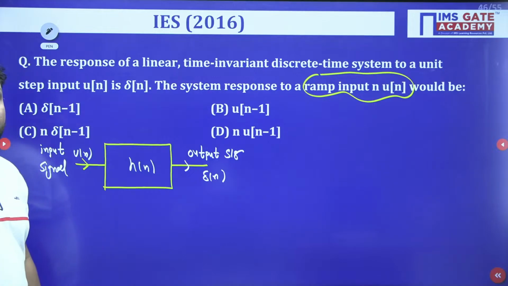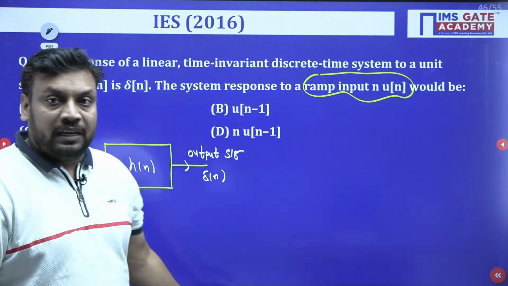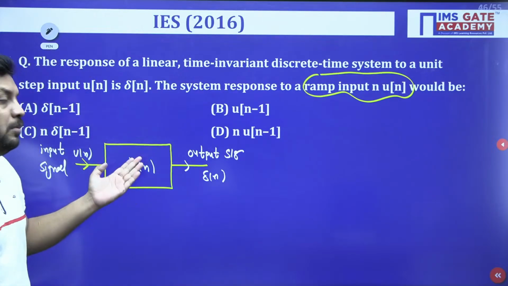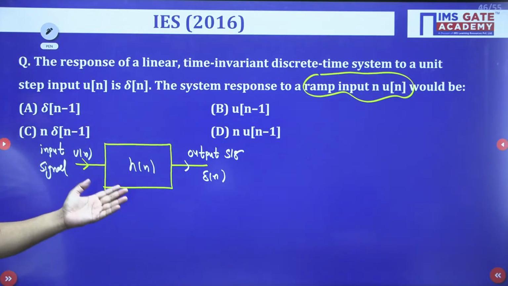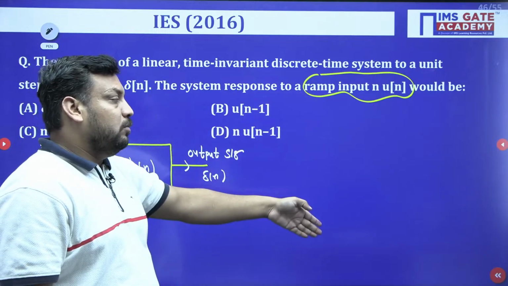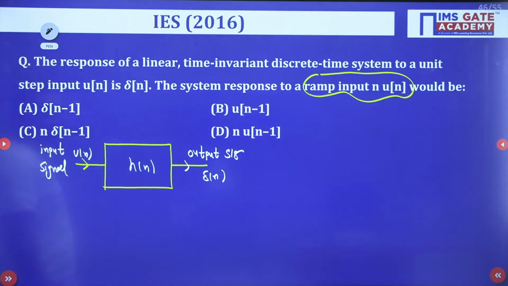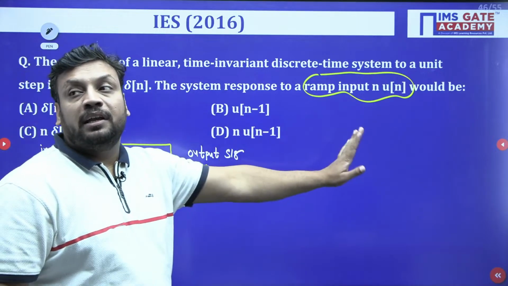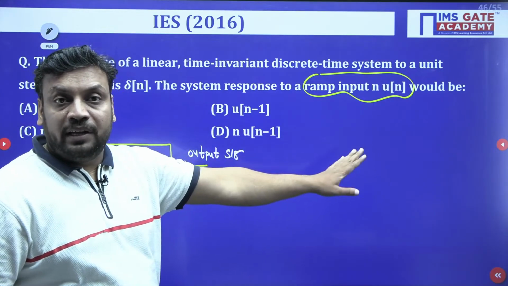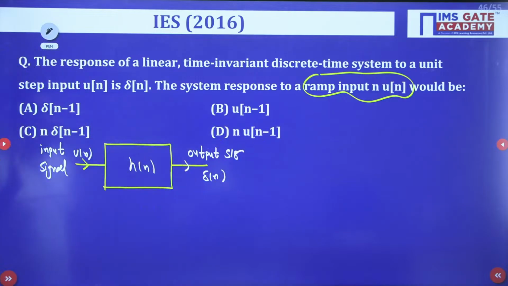So again you have two approaches. Either you can go for the Z transform. If you go for the Z transform, you can find H of z, and after that the ramp Z transform also you can write, and after that you can multiply and you will get the answer. But the Z transform method will take more time and more space, so we should go for the convolution.